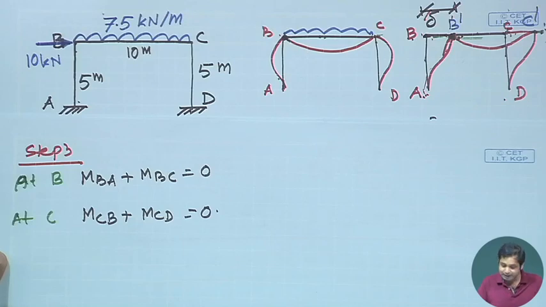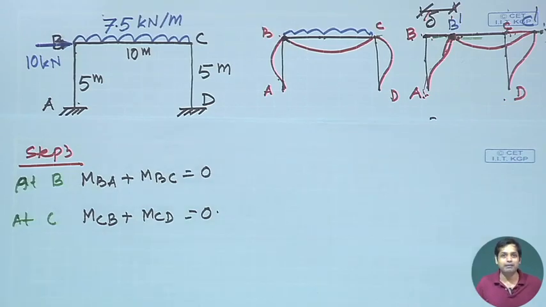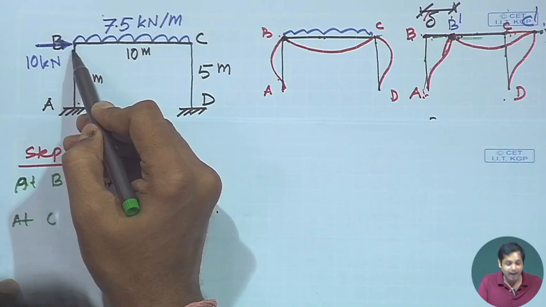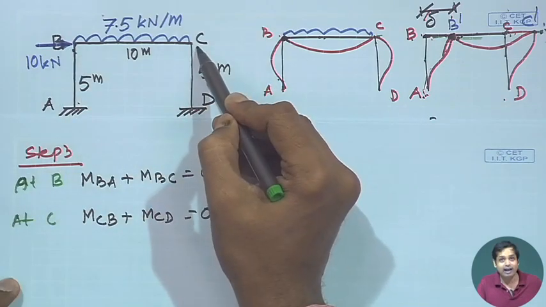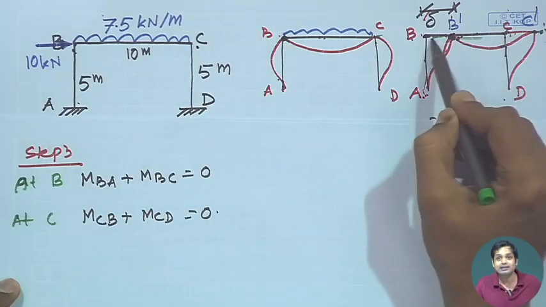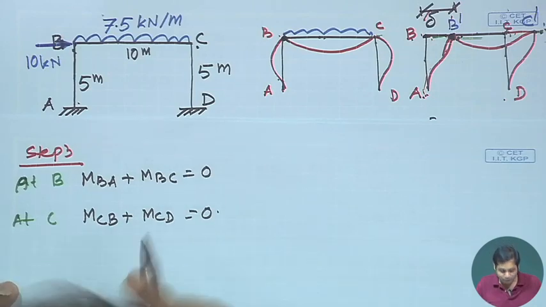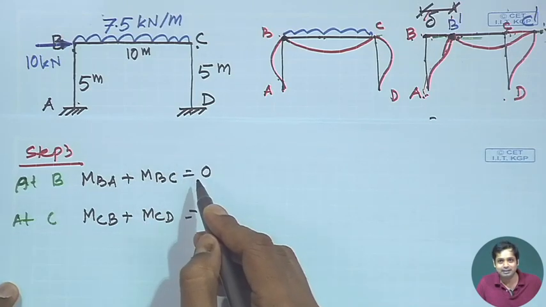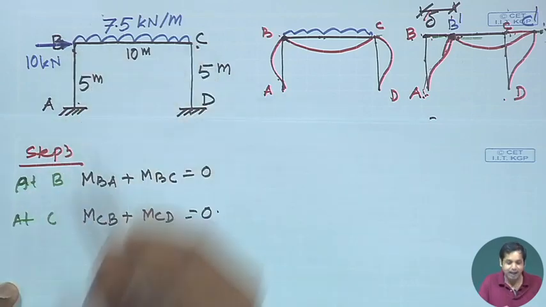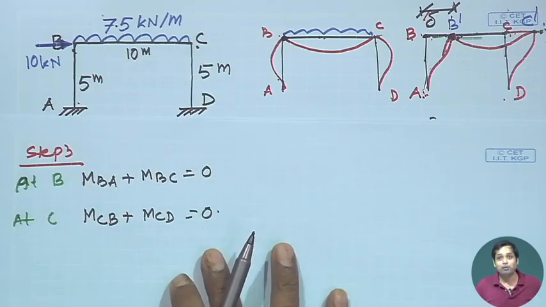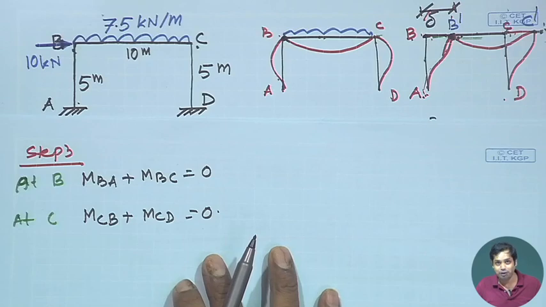Now, here is an interesting point. How many unknowns do we have here? Rotation at B, rotation at C, and this sway delta. We have 3 unknowns, and how many equations do we have? We have just 2 equilibrium equations, isn't it? The equilibrium at B and equilibrium at C. It means we need one more equation, okay.